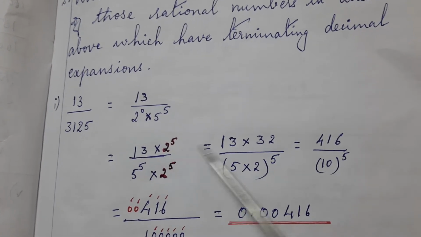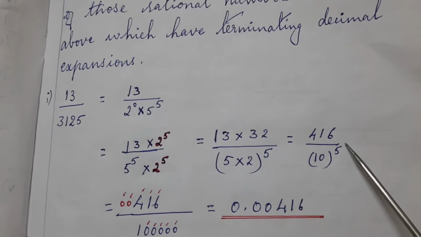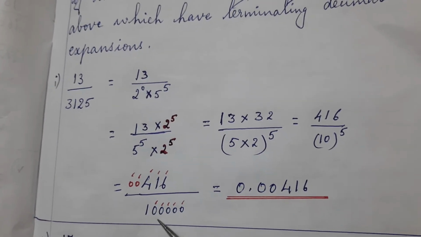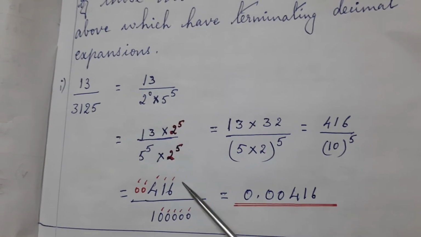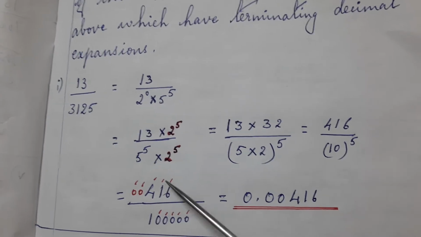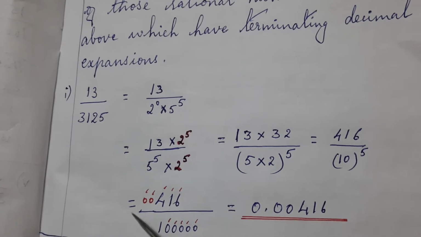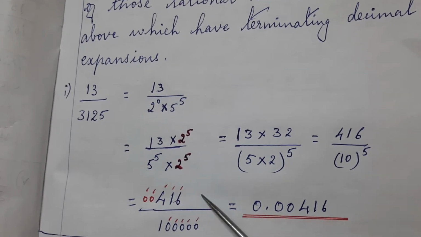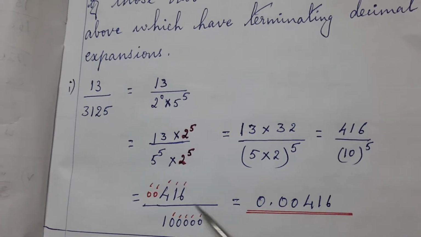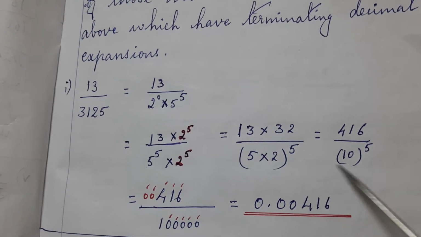13 into 2 power 5 is 13 into 32, by (5 into 2) the whole power 5. That is nothing but 416 by 10 power 5. 10 power 5, if I expand it, becomes 1 lakh, and this is 416. I have 5 zeros but I have only 3 digits here, so I am adding 2 zeros before the number so that it becomes 5 digits. Don't add after the number. 00416 is 416, so the value will not change. Whatever you have taken will come after the decimal point: 0.00416, which is the decimal expansion of this.